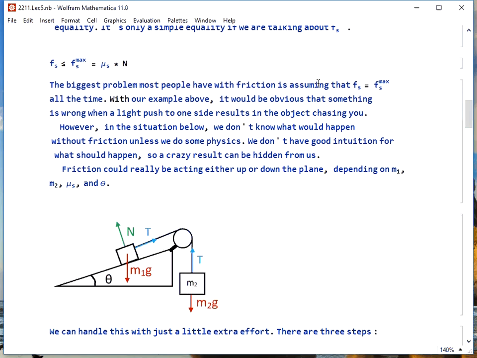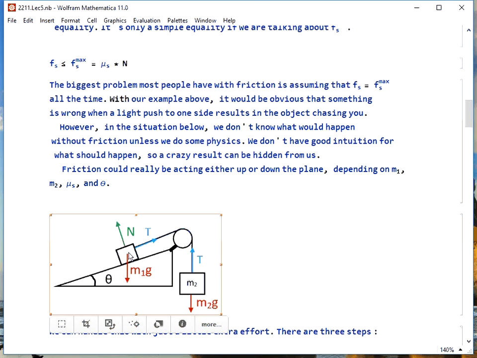And the most common problem, the biggest mistake people make when they're doing static friction problems, is they just assume that the frictional force is always Fs max, which is mu s times n, all the time. In a case like this one below, where we have the mass on the inclined plane and the mass hanging from it, just from looking at that, unless you're incredibly good at physics and doing math in your head, you really have no sense of which way this should be going.